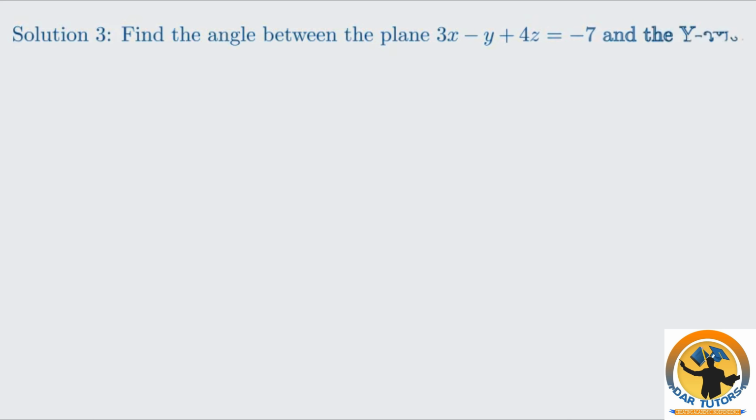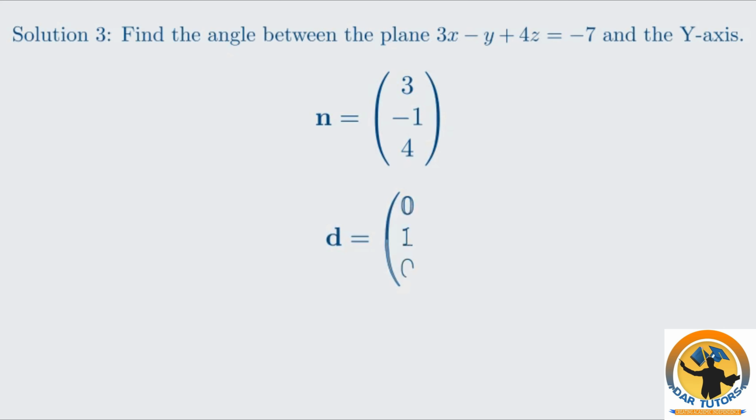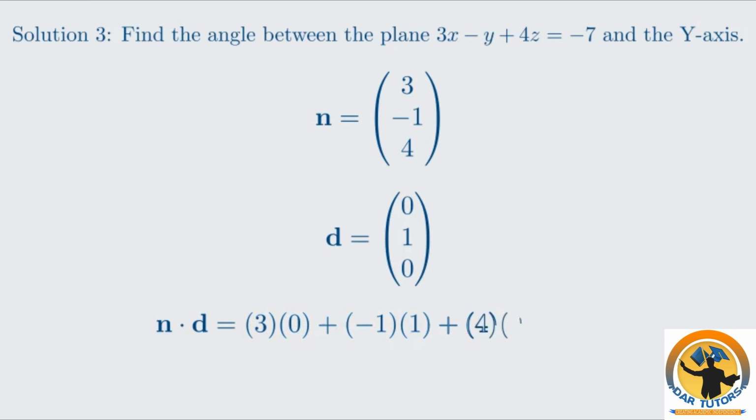The problem asks for the angle between the plane 3x - y + 4z = -7 and the y-axis. First, we identify the normal vector, n, for the plane as (3, -1, 4). Next, we need a direction vector for the y-axis. The y-axis is a line that goes straight up and down the y-axis. Its direction vector, d, is (0, 1, 0). Now, we calculate the dot product n · d, which is 3 times 0 plus -1 times 1 plus 4 times 0. This equals -1.